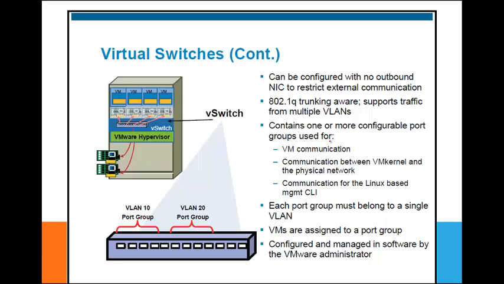Okay, now there need not be an outbound NIC card. If you want to restrict the external communication, don't add a NIC card to that vSwitch. If a vSwitch has no NIC card, then it is local. Only VMs can talk to each other. Right. It also supports trunking, meaning here you can have a trunk so that it can carry multiple VLANs' traffic.